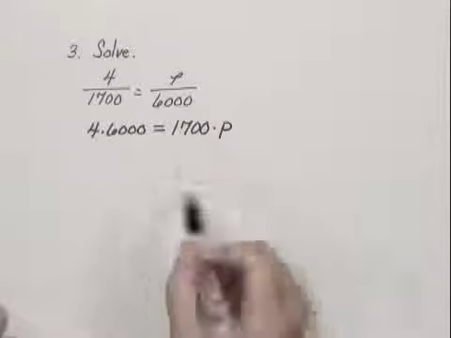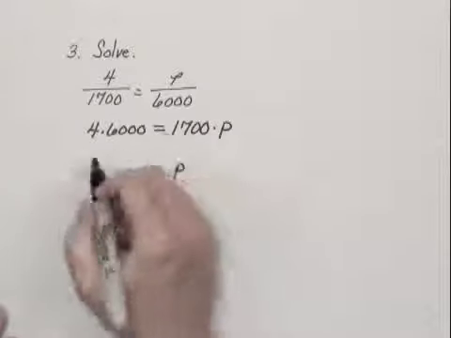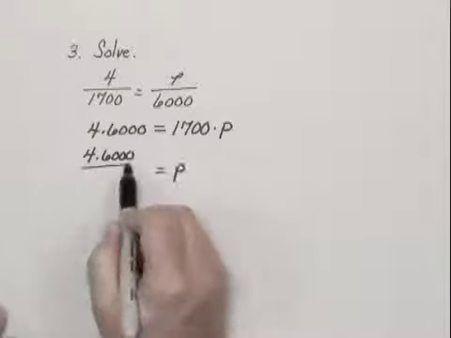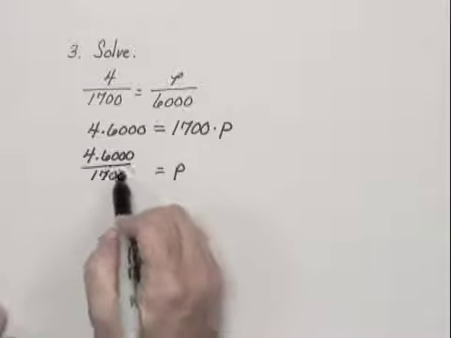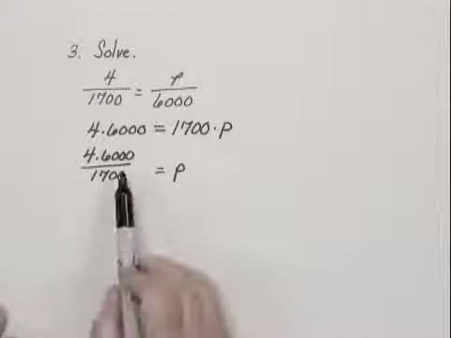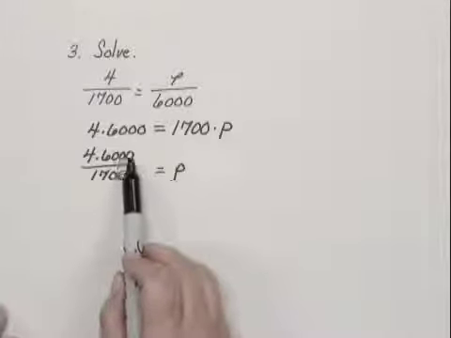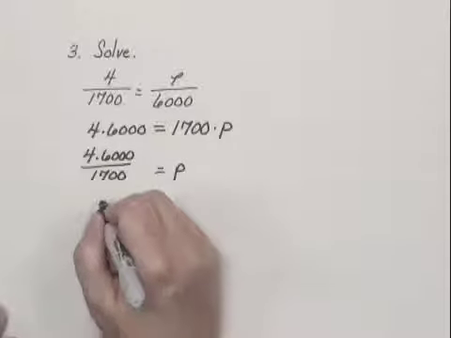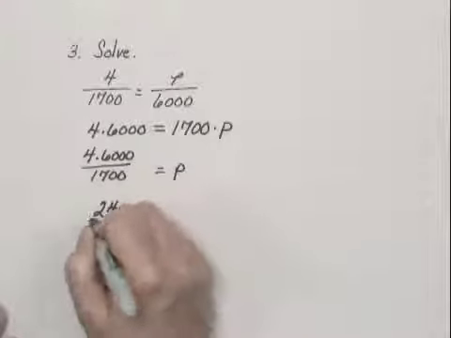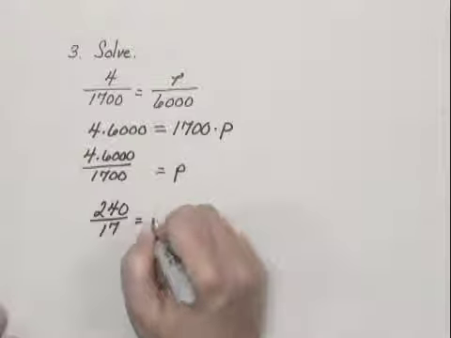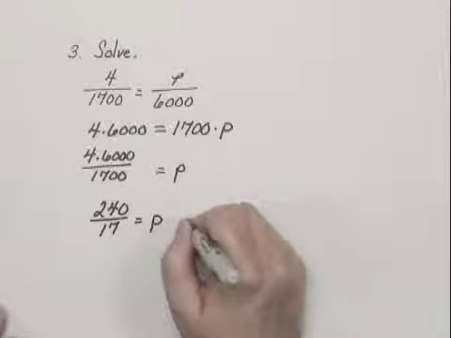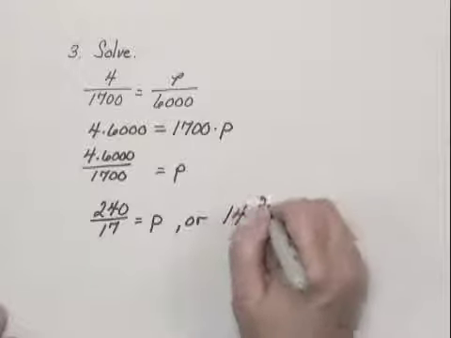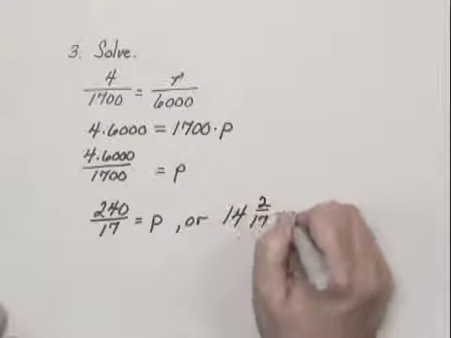Dividing both sides by 1,700, we would get P equals 4 times 6,000 over 1,700. And we can simplify quickly by dividing by 100 and multiplying then 4 times 60. So we would have 240 over 17 equals P. Or if we write that as a mixed numeral, we would get 14 and 2/17 equals P.